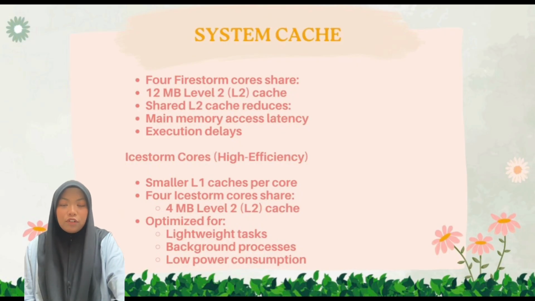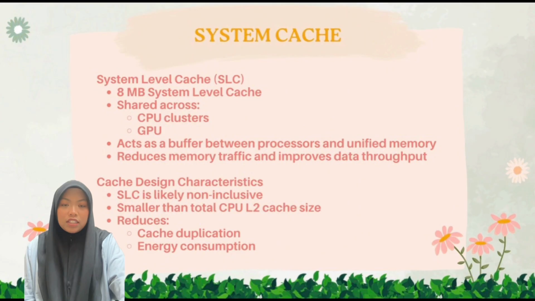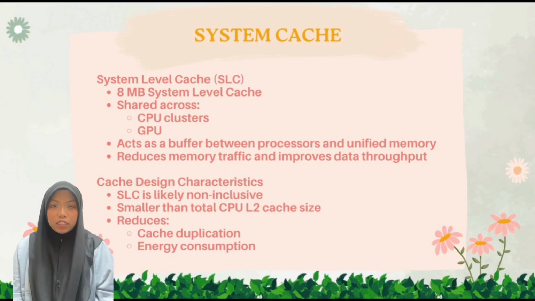On the other hand, the 4 energy-efficient Icestorm cores are designed with smaller L1 caches and share a more modest 4 MB L2 cache, aligning with their role in handling lightweight and background processes with minimal power usage. At the system level, the Apple M1 integrates an 8 MB system level cache (SLC) that is shared among the CPU clusters and the GPU. This cache serves as an intermediary layer between the processing units and main memory, helping to decrease memory traffic to the unified memory system and enhancing overall data throughput.